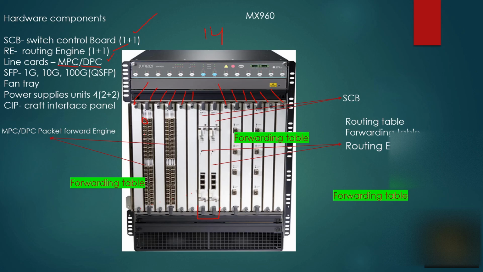Is it clear, everyone? If the customer wants a 1G interface, you can purchase a 1G interface line card. If the customer wants 100G bandwidth, you can purchase a line card with 100G interfaces. Here, 1, 2, 3, 4, 400G interfaces are there. You can connect it like this. Depending on the customer requirement and usage, you can purchase different customized line cards. Clear? Is it clear, everyone?